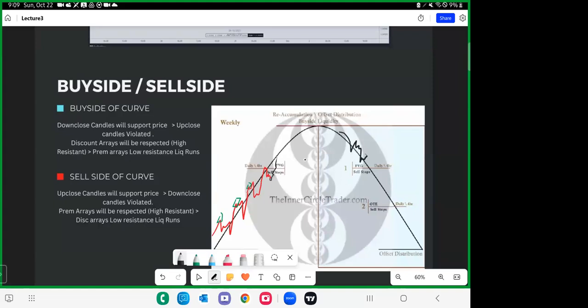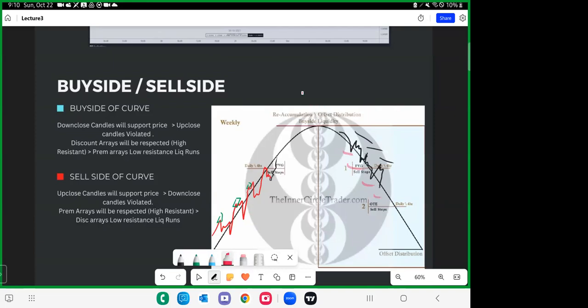All right. So when we get to the market maker model piece, you guys will see whatever was on the left side, whatever that behavior was up at least into the array, right? Something changes. All right. And then we start saying, okay, cool, I'm on the sell side of a curve or I'm on the buy side of a curve. All right. But when we're on that sell side, once again, down close candles are violated. Premium arrays will be respected, right? The high resistant liquidity runs will be above market price. And the low resistant liquidity runs will be here, okay?